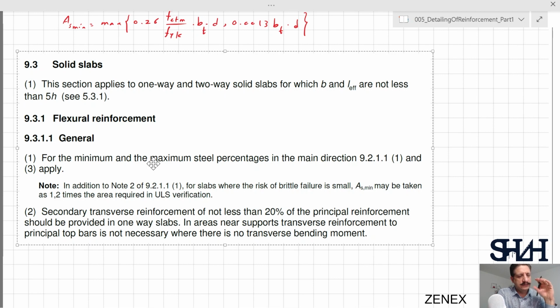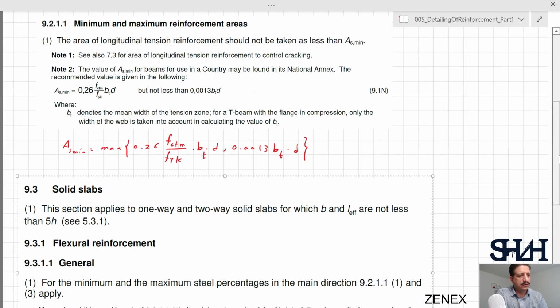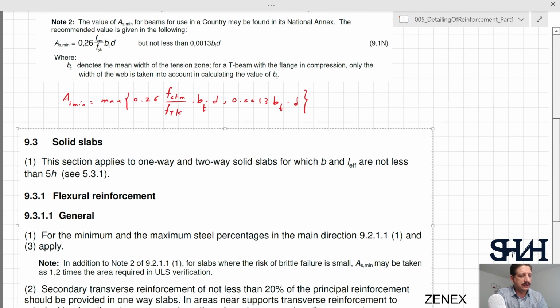H is the thickness and L effective is the effective length between the face of the column to the other column. For flexural reinforcement or bending reinforcement, we need to design the reinforcement according to ULS, but when we calculate them, we need to follow the requirement in this chapter. For the minimum and maximum steel percentages in the main direction, 9.2.1.1(1) and (3) apply. So this is referring to, for example, here 9.2.1.1(3) is the maximum.